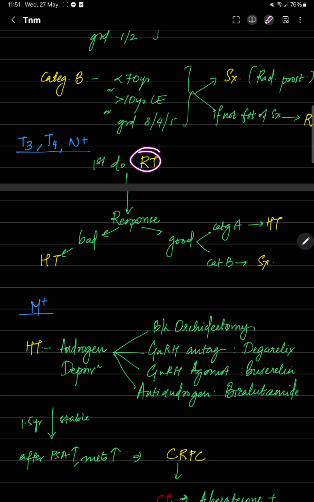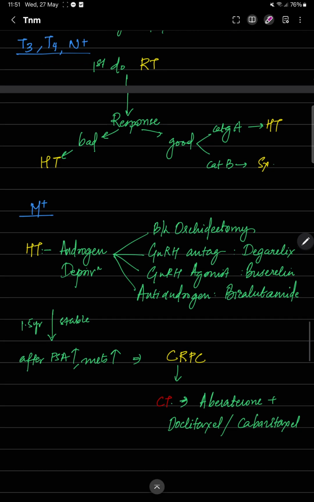Then first we have to do the radiotherapy, then assess for the response. If it is a bad response, we have to do hormonal therapy. Suppose the response was good and it was a category A patient, then again we have to do hormonal therapy. If it is a category B patient, we will do the surgery. The surgery in both the cases is radical prostatectomy.